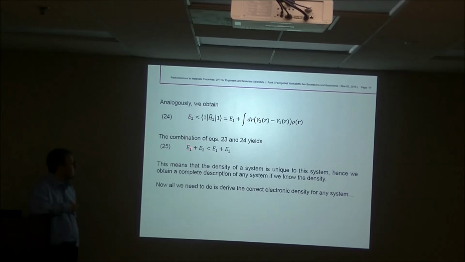This is Hohenberg-Kohn's theory. Hohenberg and Kohn had this already in the 50s, or around 1950 almost. So it's pretty simple. I mean, it's a nice proof. Very simple. So what we need is to derive the correct electronic density for any system. Okay, we've solved one problem and have another.